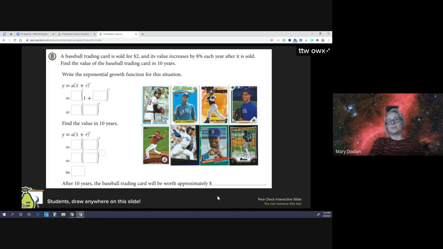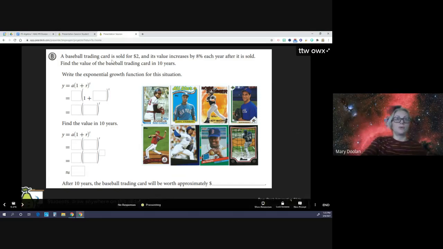So this is actually an exponential function because its value is increasing based off the previous amount. It changes how much it's increasing by each year. So the first year, it's increasing 8% off of the $2. But then the next year, now it's not worth $2 anymore. It's worth $2 plus its 8% increase, $2.16. And then from there, it's increasing 8% of $2.16. So it's growing exponentially. And so what we can do is write an exponential growth function for this situation.